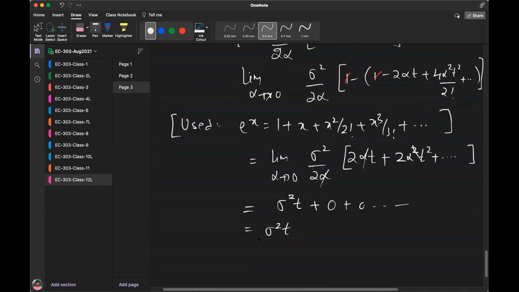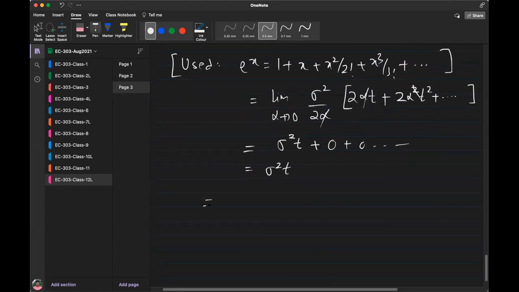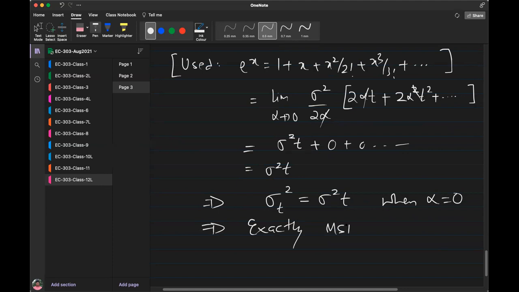Is it expected? So what were we calculating, by the way? We were calculating sigma t square, right? So this basically means that sigma t square is sigma square t, which is exactly the mean square displacement for Brownian motion. So it works. Life is consistent.